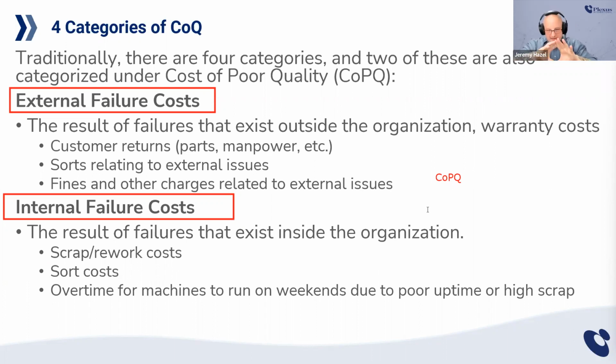Now, for those who may just be discovering these words for the first time, the way that I like to describe it, external failure costs are those things that you have because something got outside of your organization. So, warranty cost, customer returns, but they could be sort invoices for those things, right? So if you have to call a sorting company and they hand you a $12,000 sort bill, that's a cost of poor quality from an external issue. And then you've got fines and other charges relating to external issues.